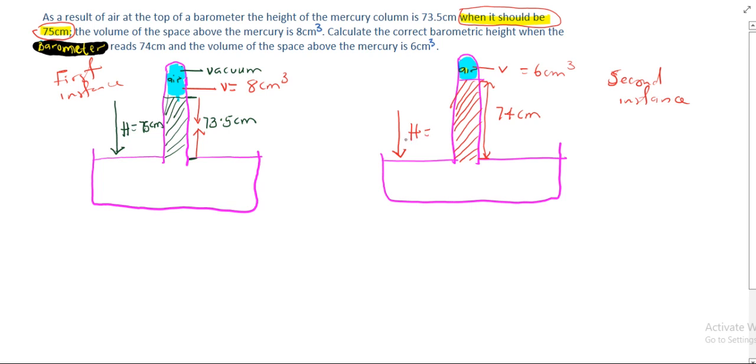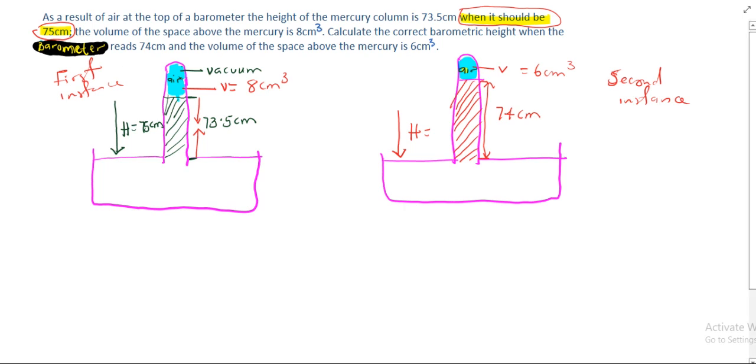Now, the correct barometric height should be the correct atmospheric pressure of the day using that same barometer. So the correct barometric height is the correct atmospheric pressure when this barometer does not contain any air at the top there. So this is the question. As we know, our barometer is used to measure atmospheric pressure, so we are being asked to calculate the atmospheric pressure using this barometer. So let's quickly solve this now.